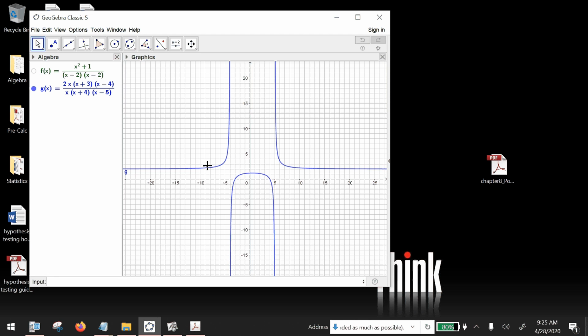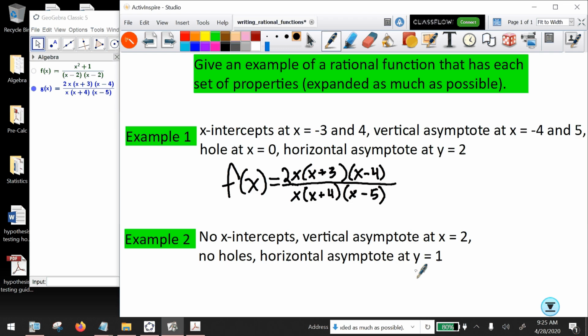There is a horizontal asymptote at y equal to 2, and there are two vertical asymptotes located at -4 and +5. The hole at 0 you can't really see in this program, but there is a point of removable discontinuity here at x equal to 0. Alright, let's move on to the next example.